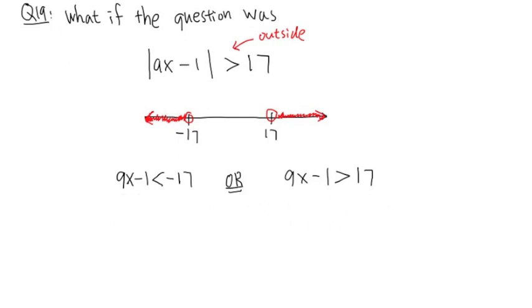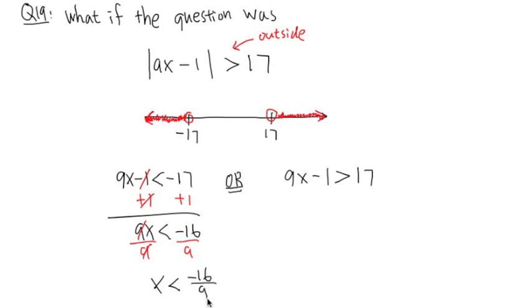We are just going to solve these inequalities separately. So for this one, 9x minus 1, I will have to add 1 on both sides. So I can cancel out the 1's, and I will end up with 9x less than negative 17 plus 1, which is negative 16. And then I can, of course, divide both sides by 9, so I can get rid of the 9. So the left-hand side is going to be x, less than negative 16 over 9.